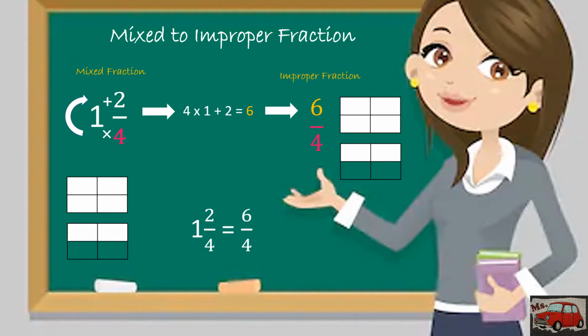yung denominator niya, i-multiply natin sa whole number. So, 4 times 1. And then, after that, yung sagot, ipo-plus natin sa numerator. So, 4 times 1, that is 4, plus yung 2, that is 6. So, the answer should be 6 over 4. So, ikakopy mo lang din yun, yung denominator. Okay? So, kung idodrawing mo yung 1 and 2/4 at saka yung 6 over 4, parehas pa rin yung magiging itsura niya. Okay?